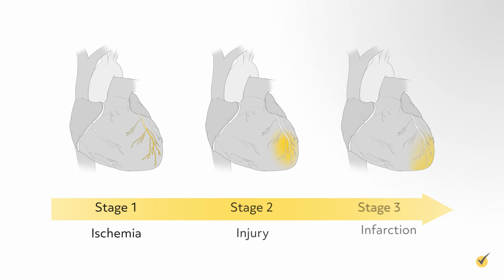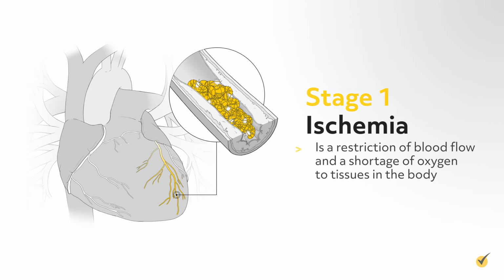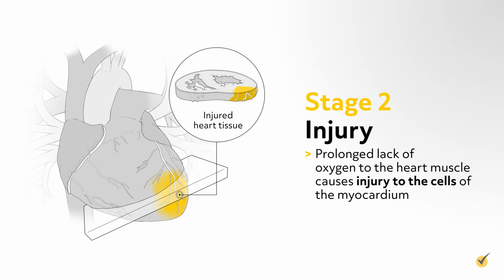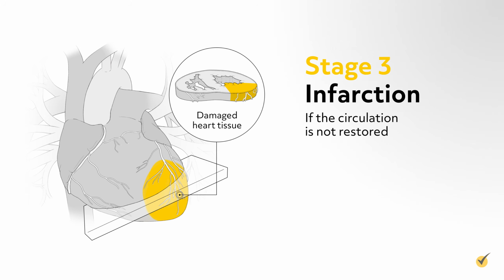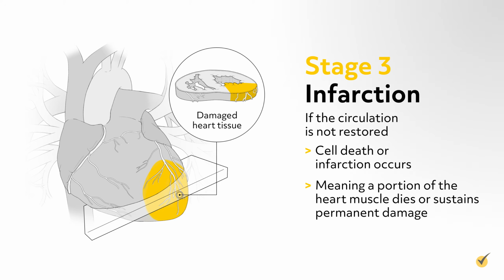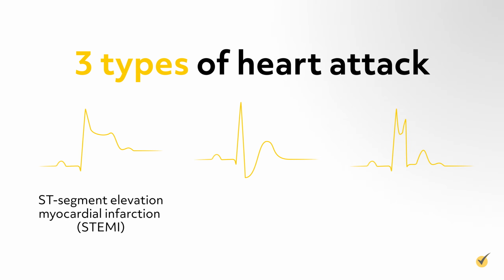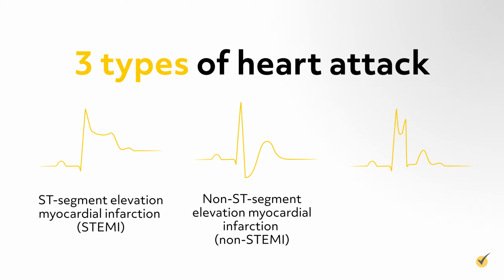A heart attack occurs in 3 stages: ischemia, injury, and infarction. Ischemia is a restriction of blood flow, and thus a shortage of oxygen, to tissues in the body. Again, this occurs typically due to an occlusion or blood clot. Prolonged lack of oxygen to the heart muscle causes injury to the cells of the myocardium. If the circulation is not restored, cell death or infarction occurs, meaning a portion of the heart muscle dies or sustains permanent damage.